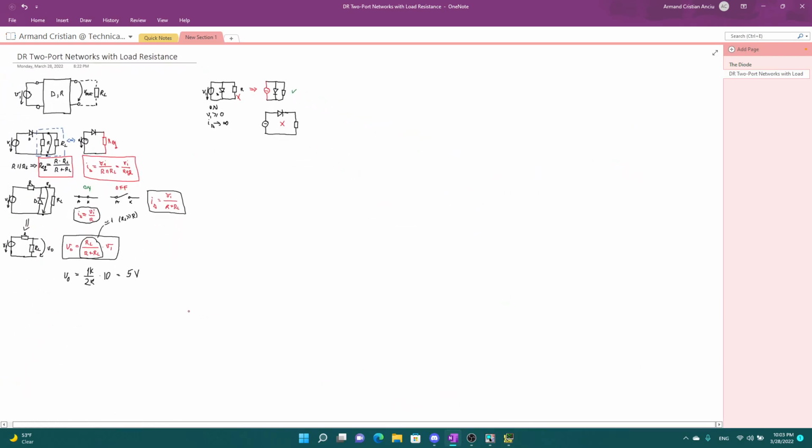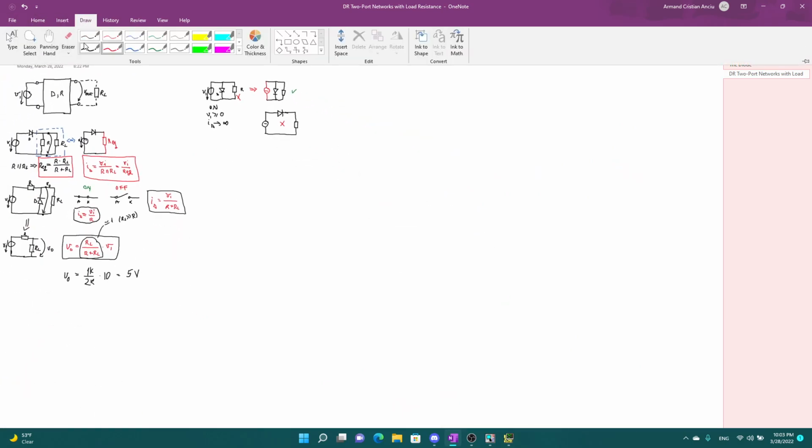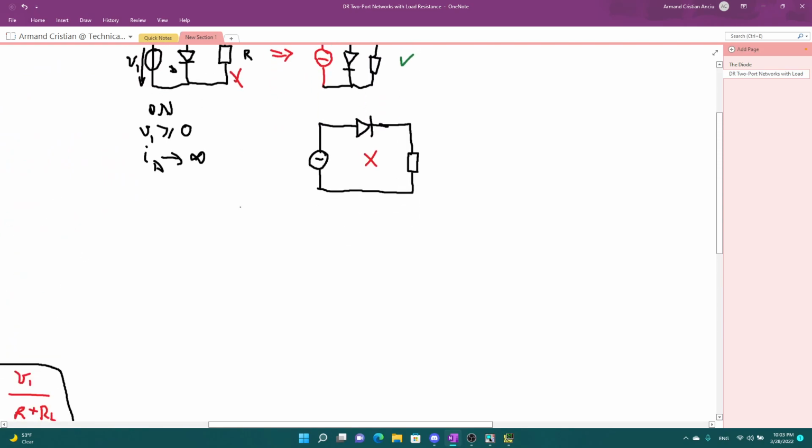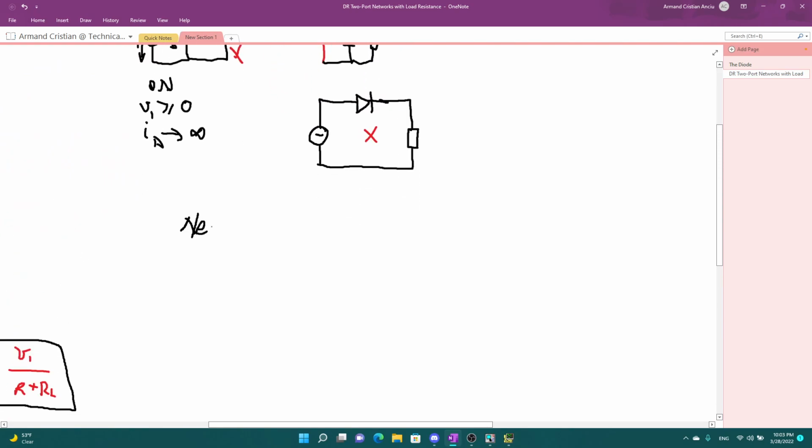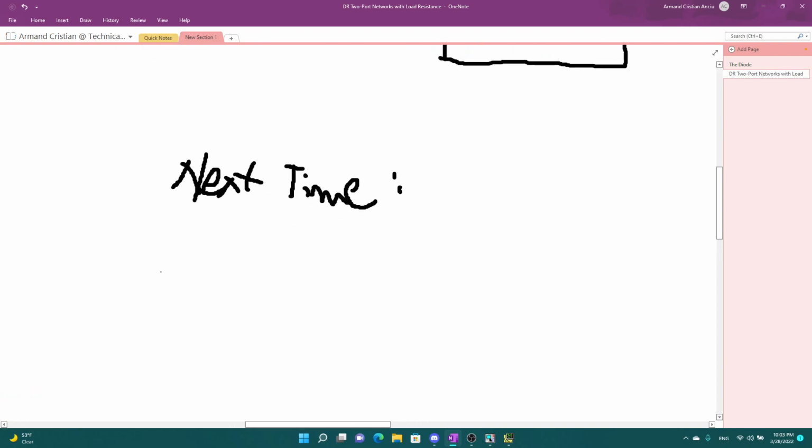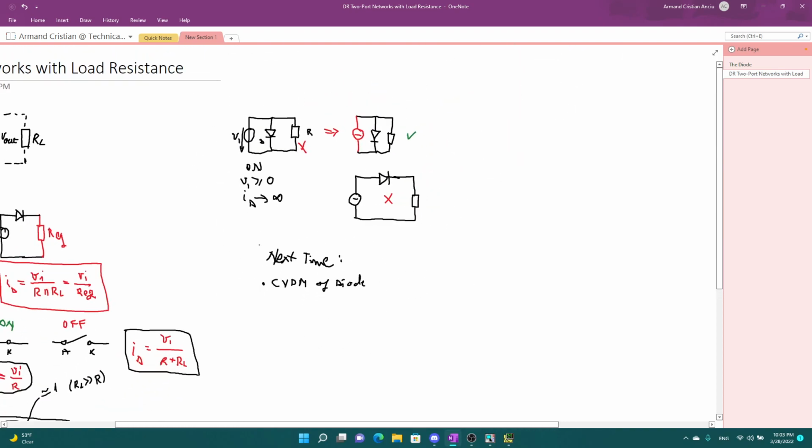Okay, with that we are pretty much done. For next time, I'll discuss the constant voltage drop model of the diode, and what it means. So that's the subject of our next discussion.